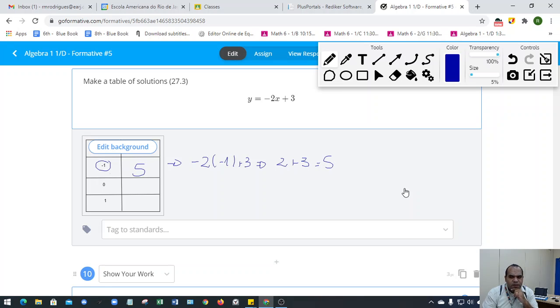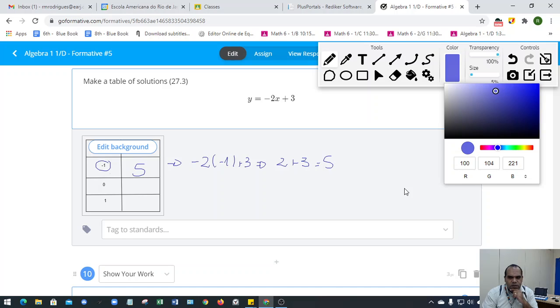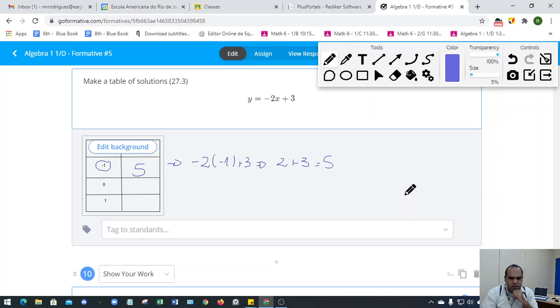Right now, I work using 0. Let's use 0. It is negative 2 times 0 plus 3. Negative 2 times 0 is 0. 0 plus 3 is number 3. Great.